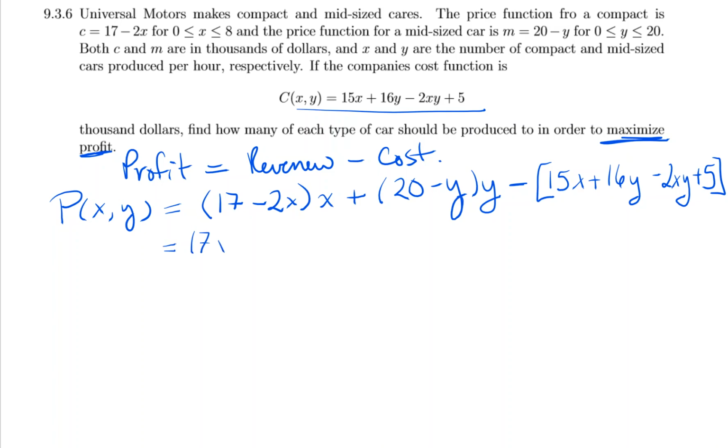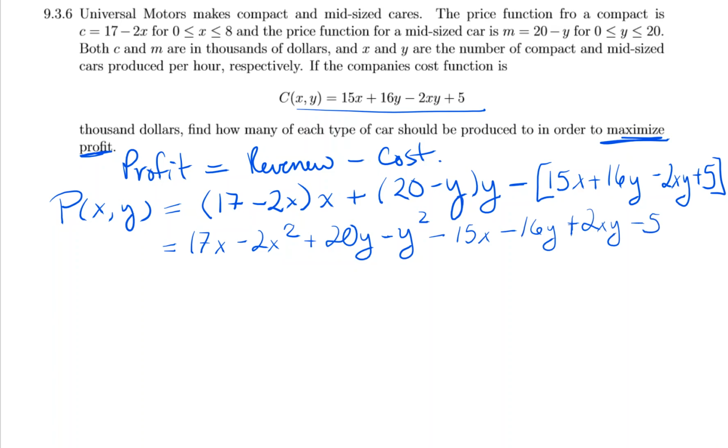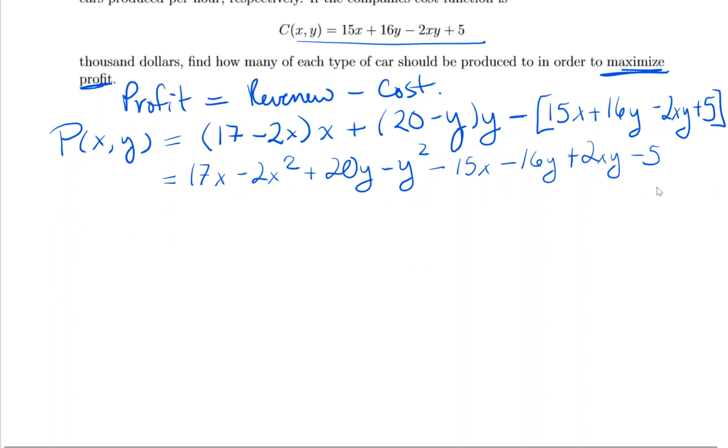So I'll have a 17x minus 2x squared, plus a 20y minus y squared, minus 15x minus 16y plus 2xy, so I'm just being careful to change all my signs, minus 5. Perfect. Now remember, this is in thousands of dollars, so if you're asking why these numbers are so small, this is probably 15,000x, and then we just divide out all the thousands to make our lives a little bit easier. All right, so this is my profit function.